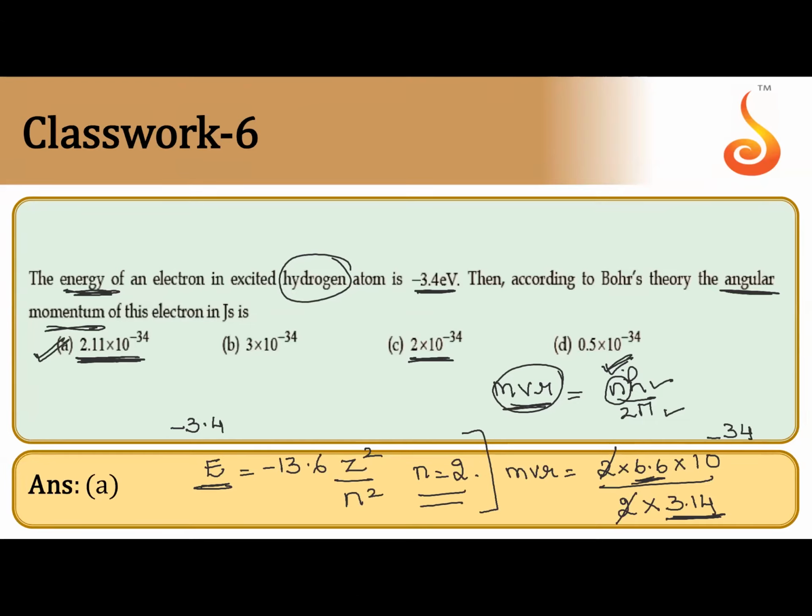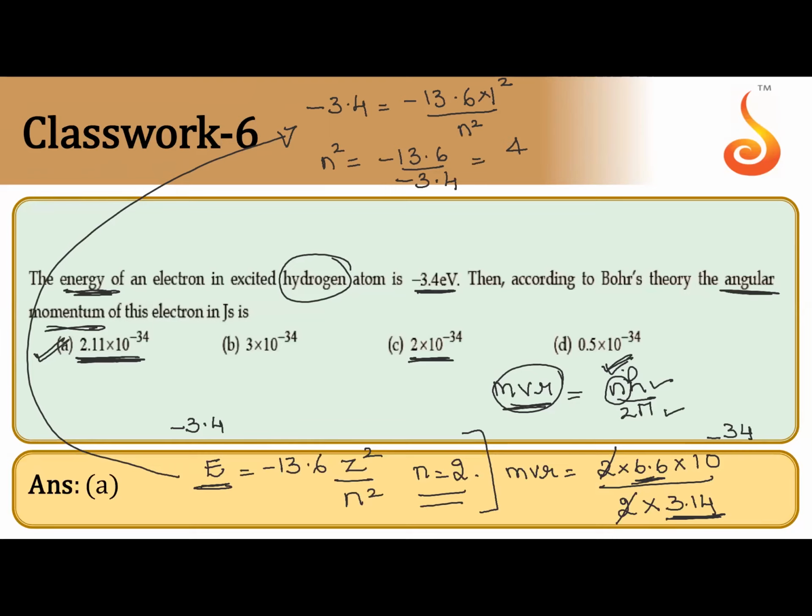Okay, you didn't understand how we got 2. I'm calculating here. So E, you substitute: E is minus 3.4 and minus 13.6, Z is 1 square, and I need to calculate n. So I'm taking n square here. So minus 13.6 divided by minus 3.4. 3 fours are 12, right? Approximately it's coming to be 4. So n will be equal to square root of 4, that is 2.